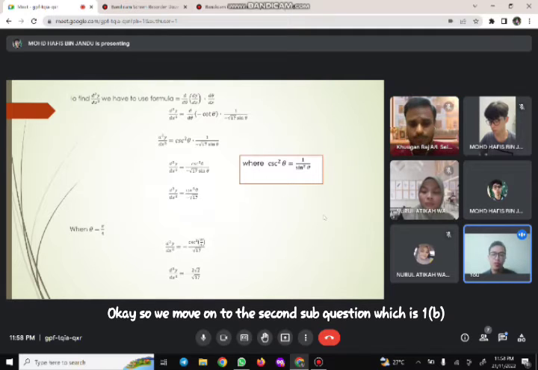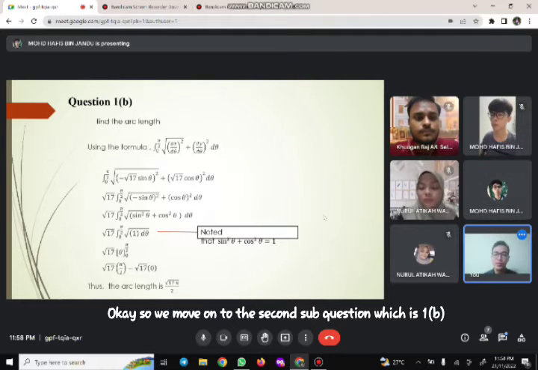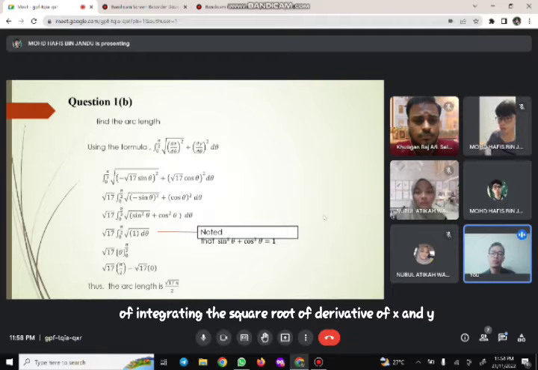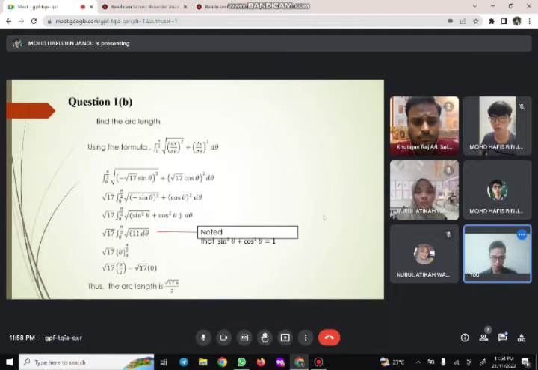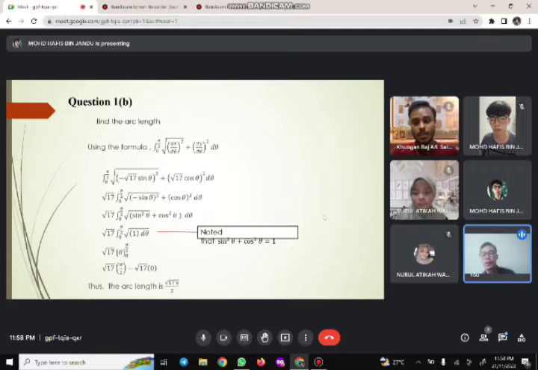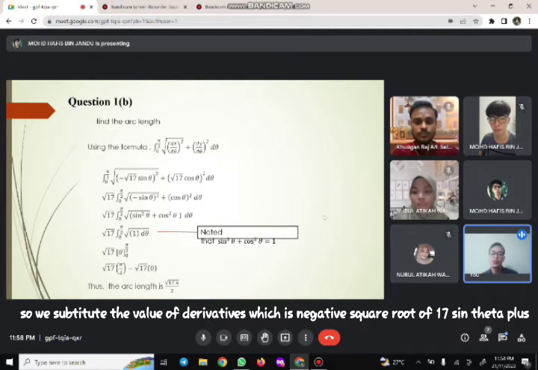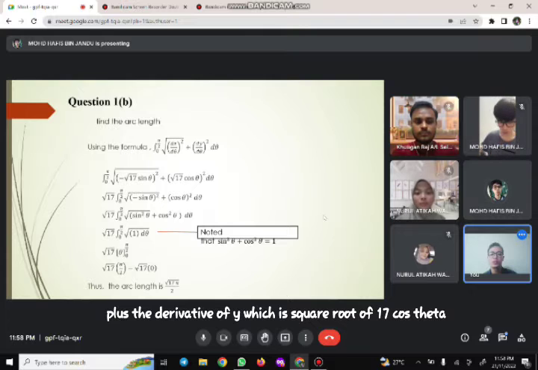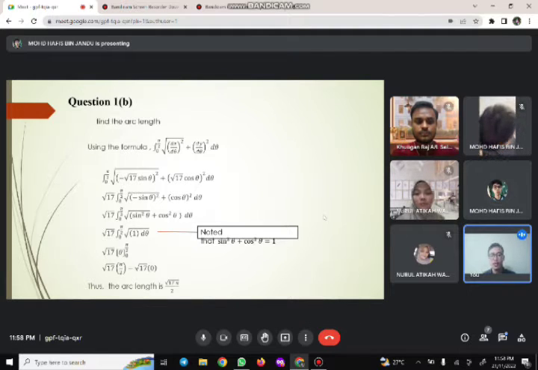Okay, so we move on to the second sub question, 1B, where we need to find the arc length. In order to find the arc length, we use the formula of integrating the derivative of x and y, integrate between 0 and pi over 2. So we substitute the derivative of x, which is negative the square root of 17 sine theta, plus the derivative of y, the square root of 17 cosine theta, and the power of 2.